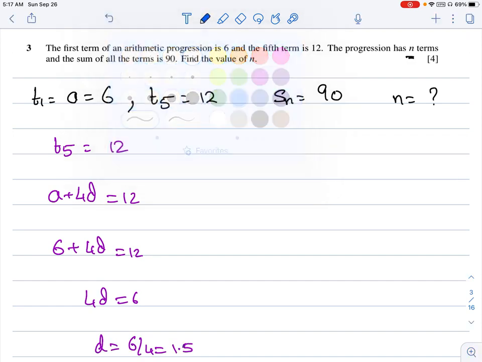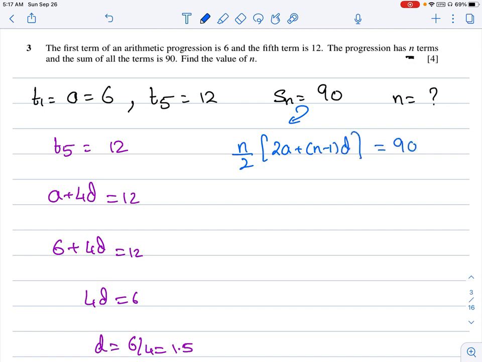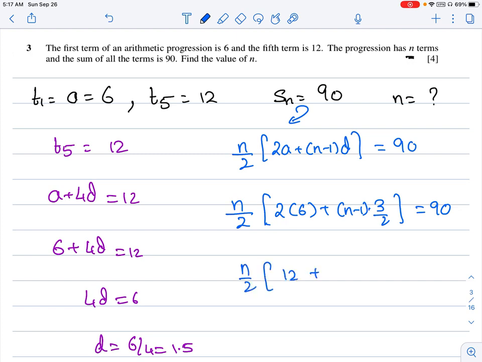Now it has been given that Sn is 90. The Sn formula is n upon 2 times (2a plus (n minus 1) times d) is equal to 90. I don't know the value of n, so substitute the values of a and d. 2 times a is 12, plus n minus 1 times d, where I take d as 6 by 4 or 1.5 or 3 upon 2, equals 90. So it becomes n upon 2 times (12 plus (n minus 1) times 3 upon 2) is equal to 90.